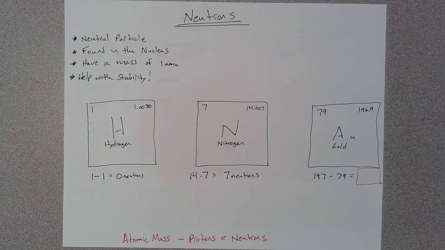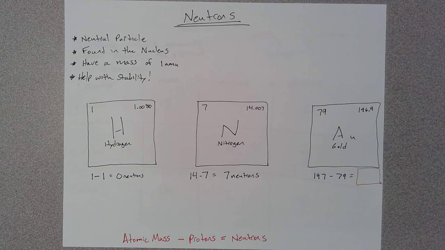Now, neutrons are different. So neutrons are, again, those neutral particles. They're found in the nucleus. They have a mass of 1, but they do not contribute to the charge at all. They're neutral. Their goal is to actually help with stability. Think of them kind of like a buffer. They sit together in that nucleus so that all those positive particles aren't just repelling and pushing each other away too much.